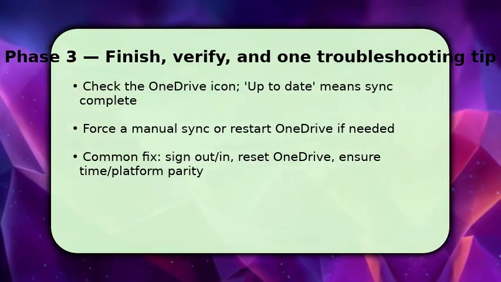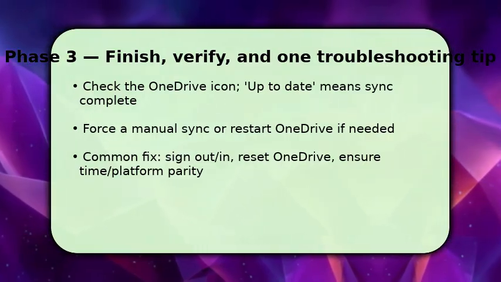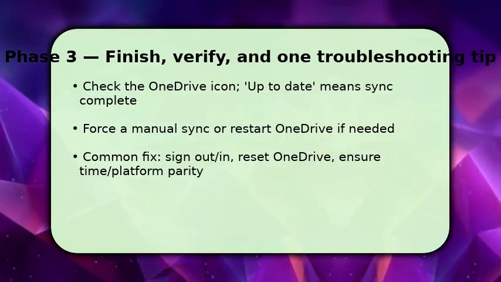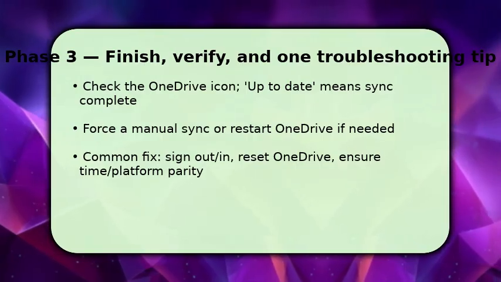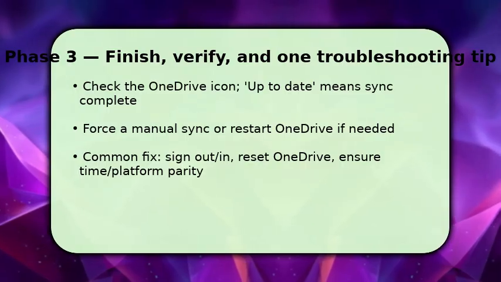Make sure your laptop's clock and OS are current because time skew can block sync. If problems persist, sign out and sign back in or perform a OneDrive reset. This rebuilds the local state without harming cloud data. Keep backups until you're confident the sync is stable.